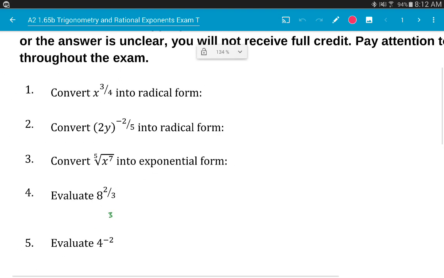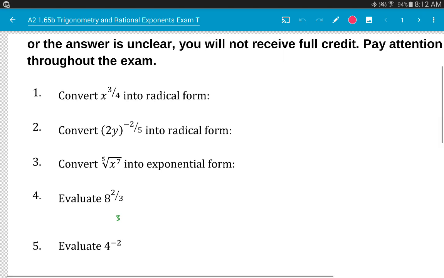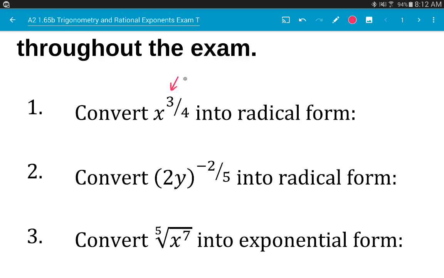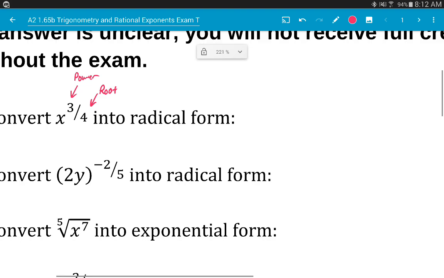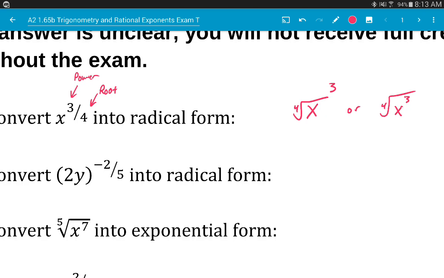All right, number one is to convert x to the 3/4 into radical form. Now what we need to remember is that when we're doing these, the top is a power and the bottom is a root, okay? So what that means is this is equal to x underneath a 4th root with a 3rd on top, or you could put it as x cubed underneath a 4th root. They're both the same thing.